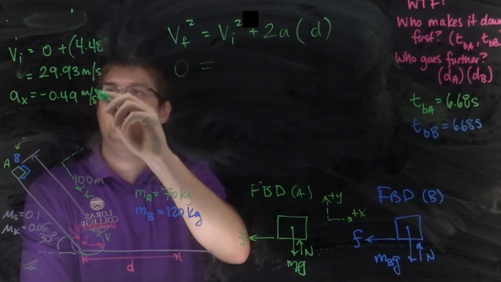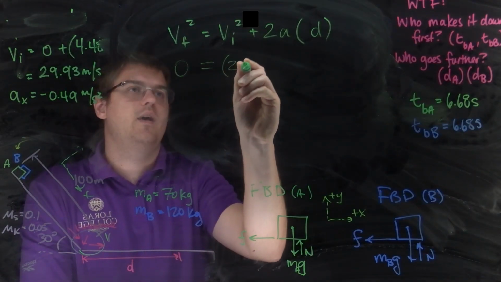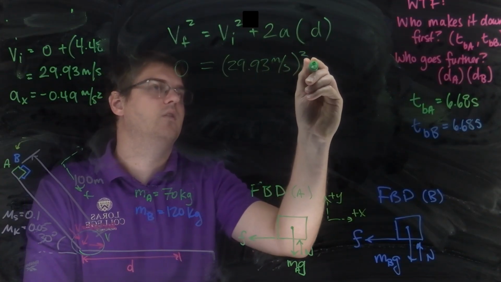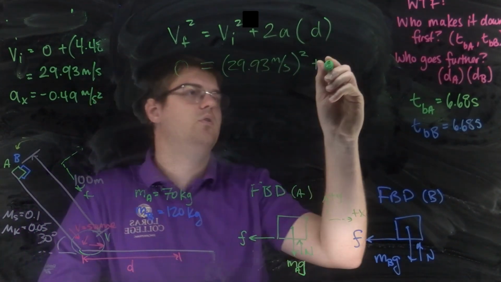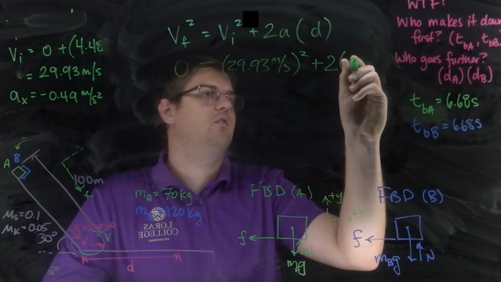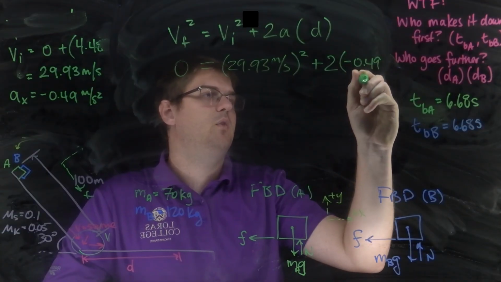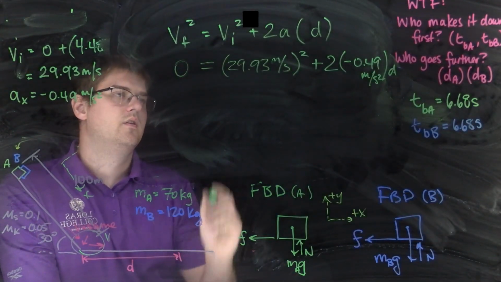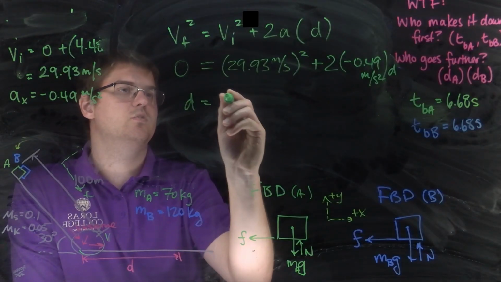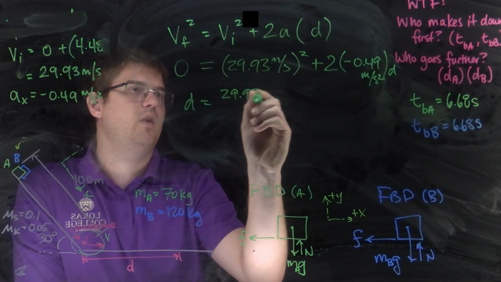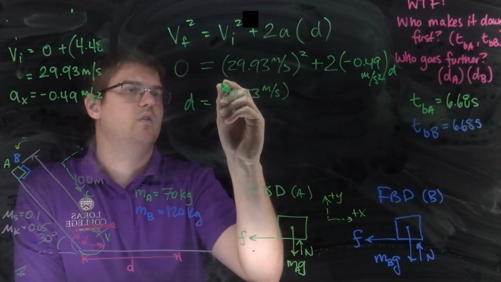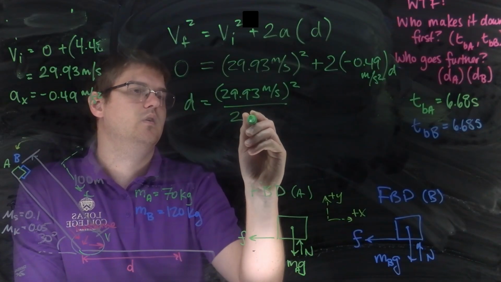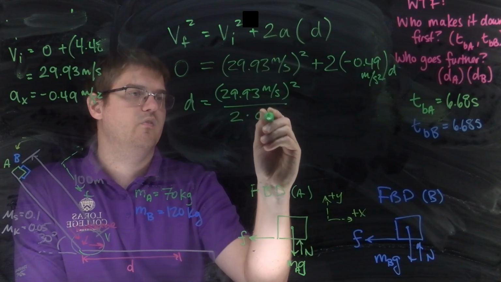V initial is this 29.93 meters per second. I got to square that, plus 2 times my acceleration, negative 0.49 meters per second squared, times d. D is going to be equal to 29.93 meters per second, this whole thing squared, divided by 2, divided by 0.49.